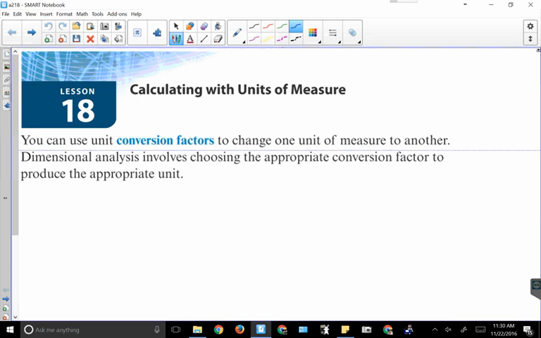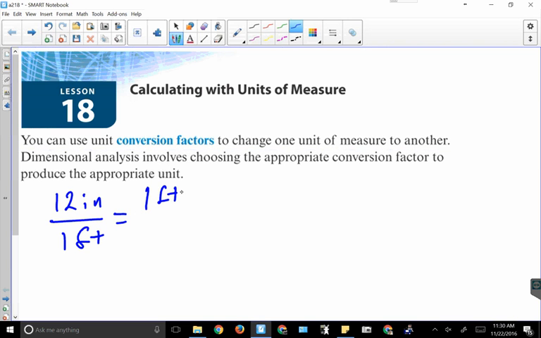But there's a way of writing it that I'm going to show you that makes life a little bit easier for you to deal with. So, I'm going to write it like this. 12 inches over 1 foot, 1 foot over 12 inches. Okay? These are the same things. Now, depending upon what we need to change into or change from is going to dictate which one of these that I have. Now, there's all kinds of these.